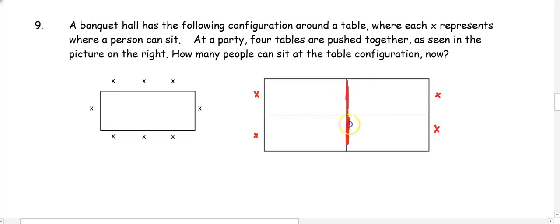We don't want any people in the middle here because this would mean that they're sitting on top of the tables. On the longer sides, we can fit 3 people. So 1, 2, 3, 1, 2, 3, 1, 2, 3, 1, 2, 3. I wouldn't want people again in the middle here because then they're going to end up sitting on the table, because the tables are pushed together. So now I just want to count my X's and figure out how many people would fit at the table. 1, 2, 3, 4, 5, 6, 7, 8, 9, 10, 11, 12, 13, 14, 15, 16. So they could fit 16 people at the table configuration.